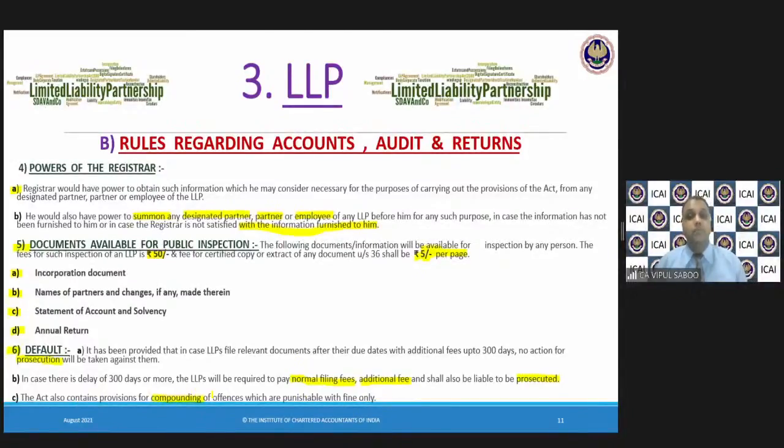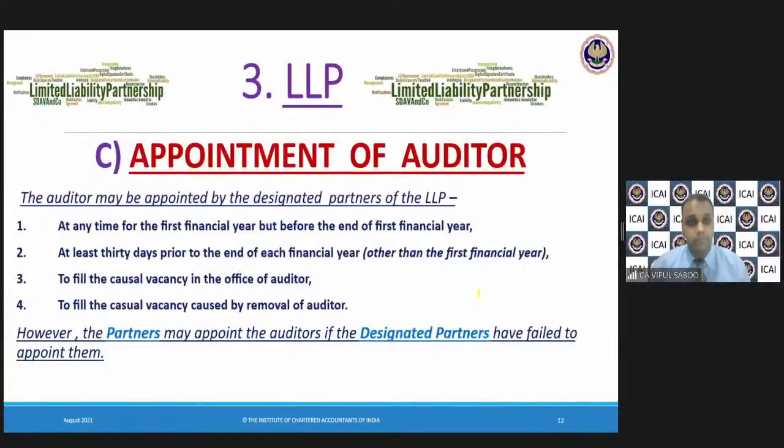For offenses which are punishable with fine only, you can be relieved of the punishment by paying a fine. So the compounding of offenses provision is also very helpful. What is compounding of offenses? Can anybody tell me what compounding of offenses is?